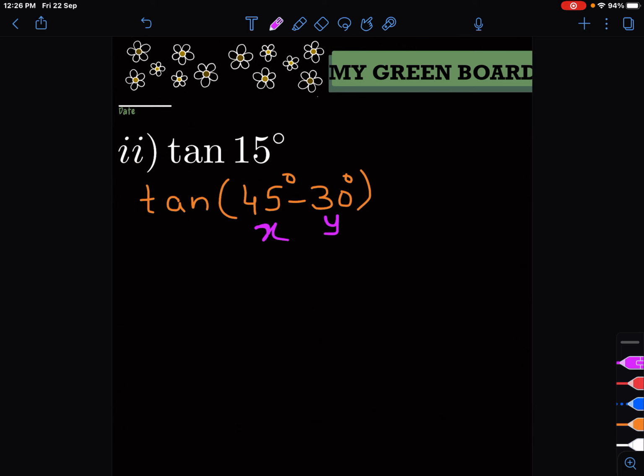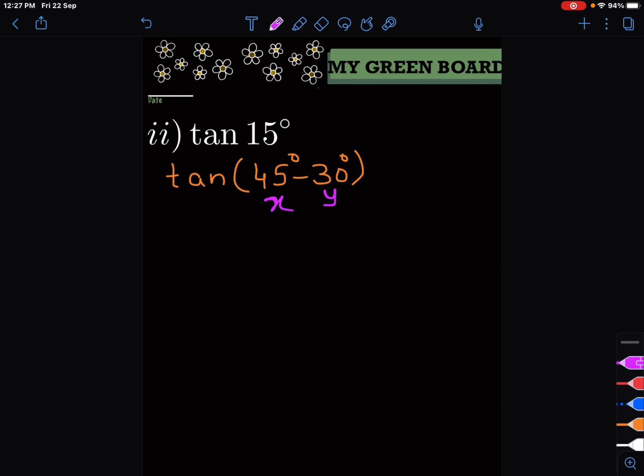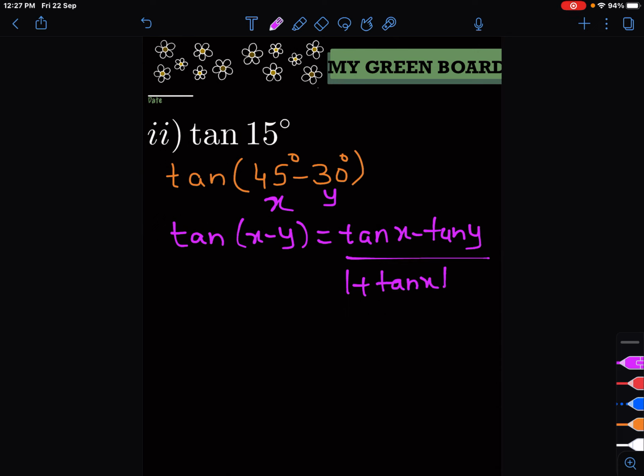We know the formula of tan(x minus y). The formula for tan(x minus y) is equal to (tan x minus tan y) by (1 plus tan x tan y). You have to be very thorough with the formulae. Now simply substitute the values of x and y in tan.